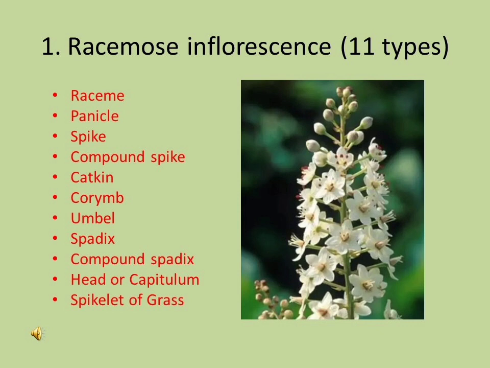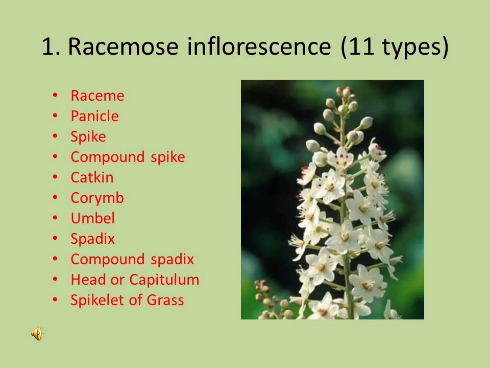First type is called raceme. The main axis of the inflorescence is unbranched, bearing pedicellate flowers. They are arranged in acropetal succession. Example, Crotalaria. Raceme is the simplest type of racemose inflorescence. Next type is panicle. The compound raceme is called panicle. Here the main axis is branched and the flowers are borne in acropetal succession on the branches.